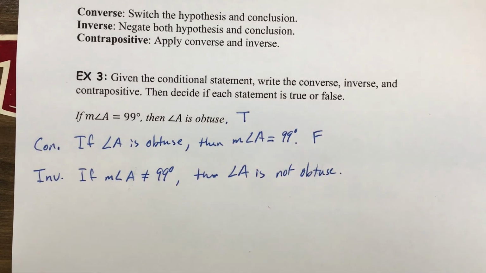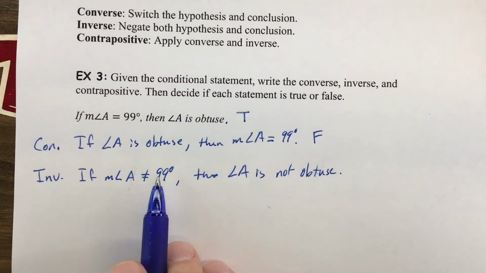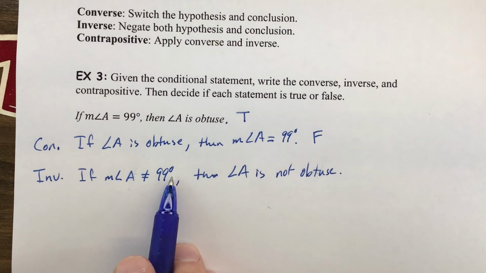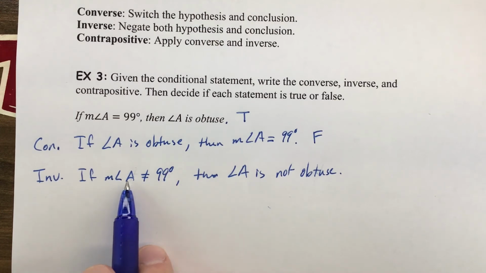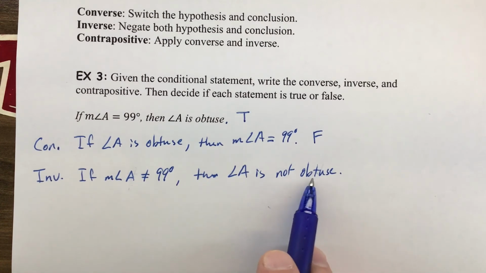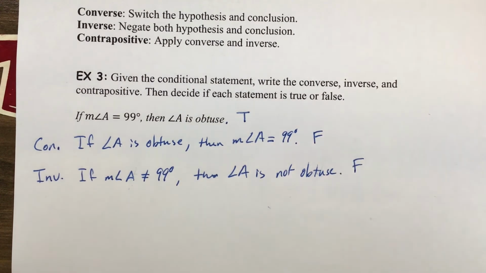All right, true or false? If the measure of angle A does not equal 99 degrees, then angle A is not obtuse. If it is not 99 degrees, it's anything but 99 degrees. Does that mean that all angles that are not 99 degrees are not obtuse? No, 105 degrees. If we have 105 degrees, that would be something that fits the hypothesis. It is not 99 degrees, but yet it is obtuse. That is a false statement.